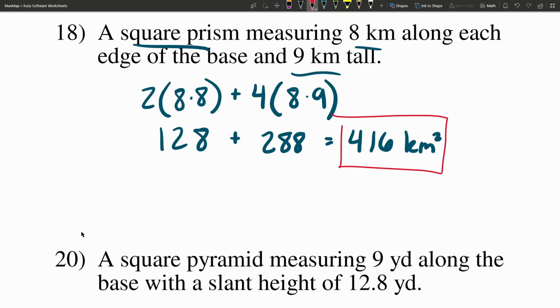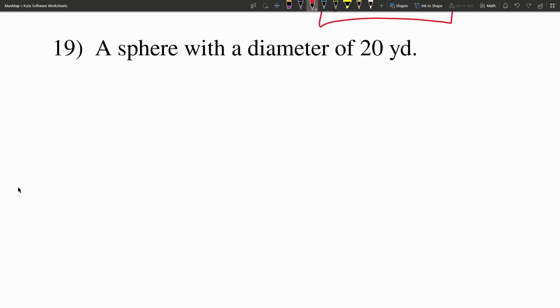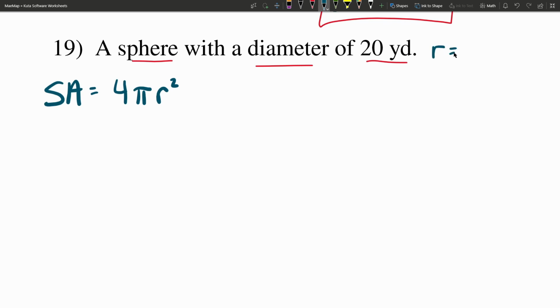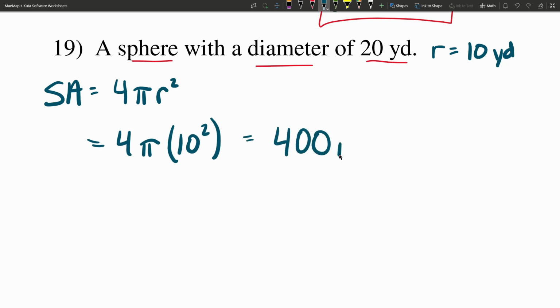Let's move on to number 19. In number 19, it says that we have a sphere with a diameter of 20 yards. Remembering the surface area formula for a sphere, the surface area equals 4 times pi times r squared. We're not given r, we're given our diameter d, but all we need to do is divide that by 2 to get r, which will be 10 yards. So we're going to have 4 times pi times 10 squared. 10 squared is 100. 100 times 4 is 400, so that's 400 pi.